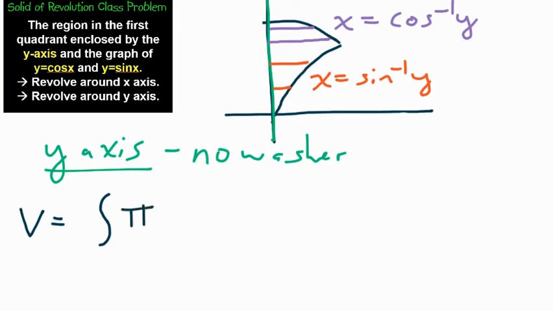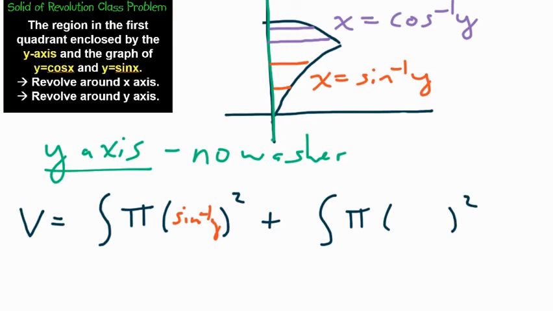We have to do a pi r squared for our lower circle. So we'll call that the inverse sine of y circle. And then we're going to have to add to it a pi r squared of our upper circle. And again, that was with the inverse cosine of y. So we're actually subdividing the problem so that we can find each of these two circles. And we're going to have to subdivide with these three y values.